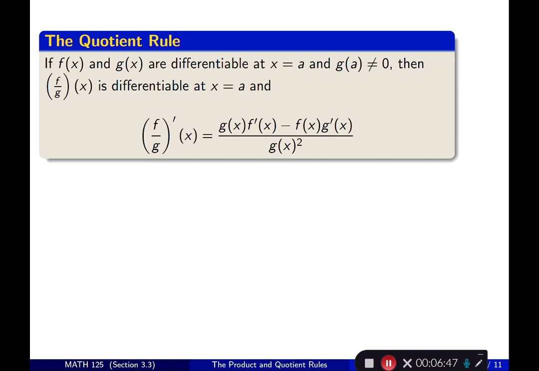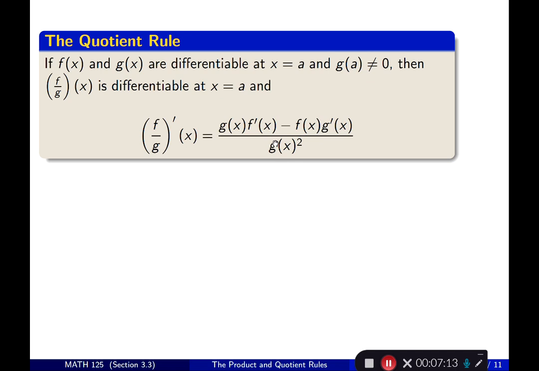There is a song, I think, that goes with this. It goes like "low d high minus high d low." So low, that's the denominator, d high minus high d low over the square of the low.